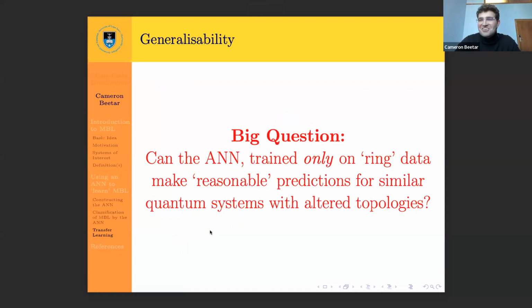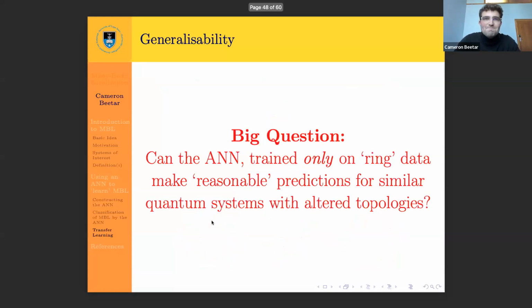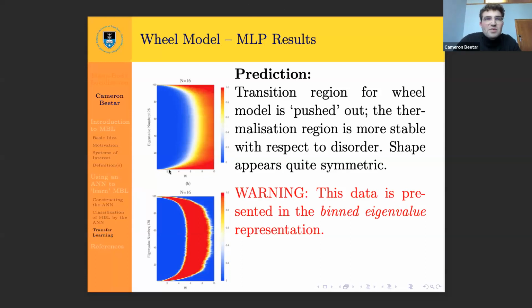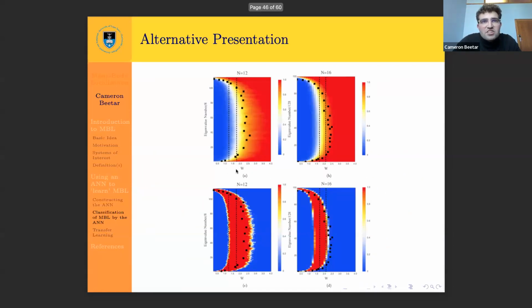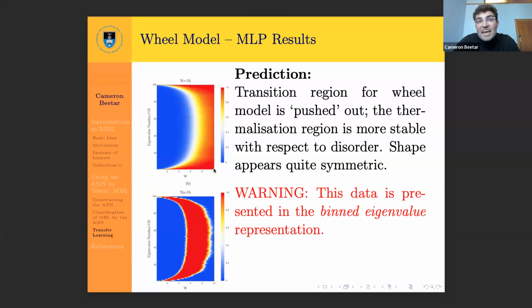First, we're going to study the wheel model. What does the neural network predict for this model? Previously, in our presentation of the results, the disorder value ran from 0 to 4. In this case, the disorder values run from 0 to 10 in order to see the transition region. The prediction here is that the transition region is pushed out to just above 4, around 5. The key takeaway is that the central transition region has been pushed out significantly. That's the prediction of the network.